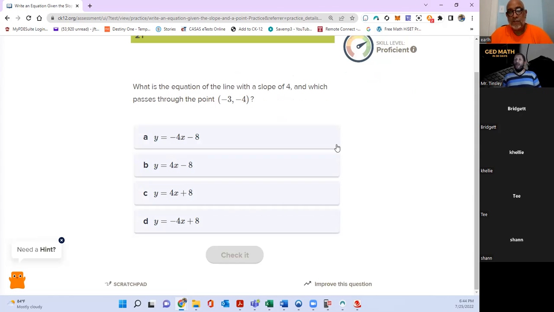Okay, so now let's work on this problem here. What is the equation of the line with a slope of 4 and which passes through the point -3, -4? I want you to send me your answer in the chat. Remember, this is finding an equation of a line given a point and a slope. Guaranteed problem on your exam. You should be able to get rid of 2 right away. Then send me your answer in the chat.